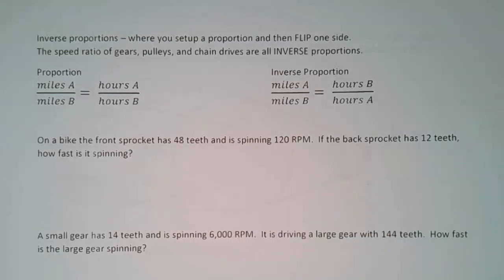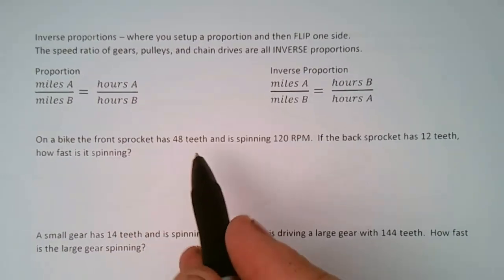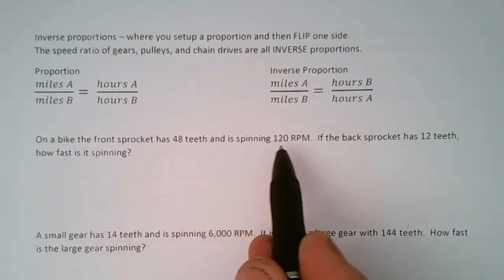So here goes. Let's take a simple one. On a bike, the front sprocket has 48 teeth, and it is spinning 120 RPM. The back sprocket has 12 teeth. How fast is it spinning? Okay, so here we go. We're going to take teeth on the left and speed on the right.